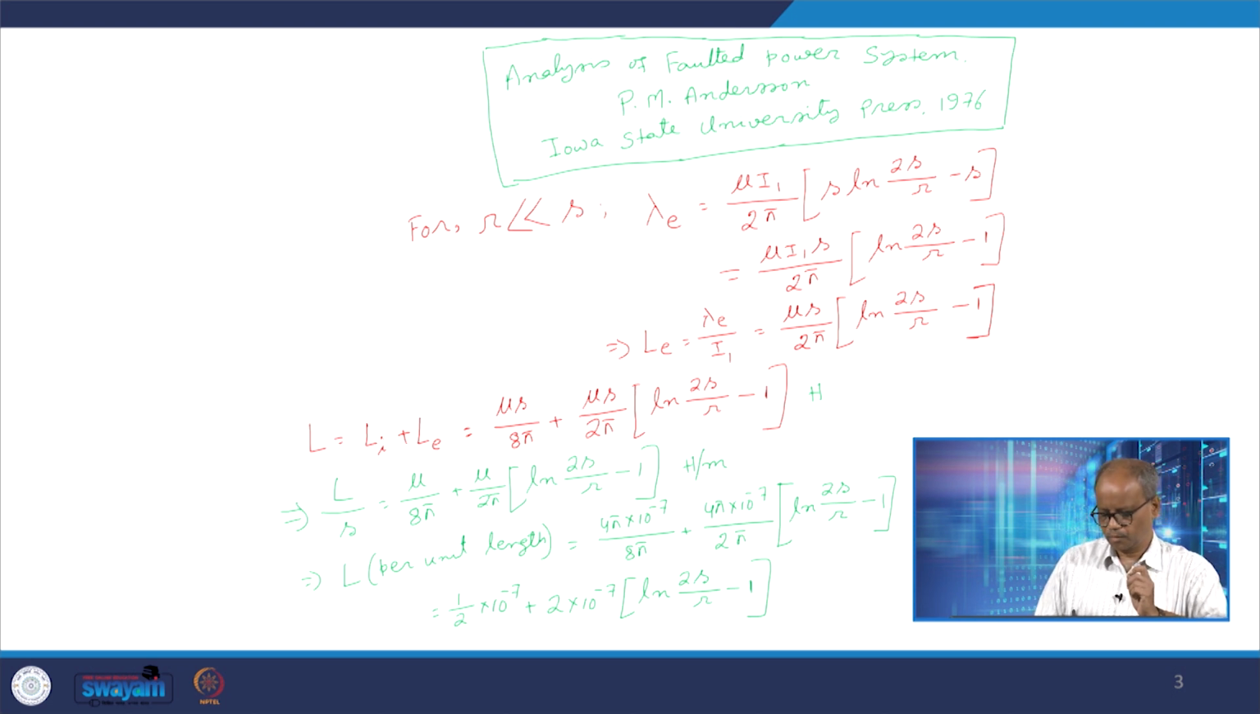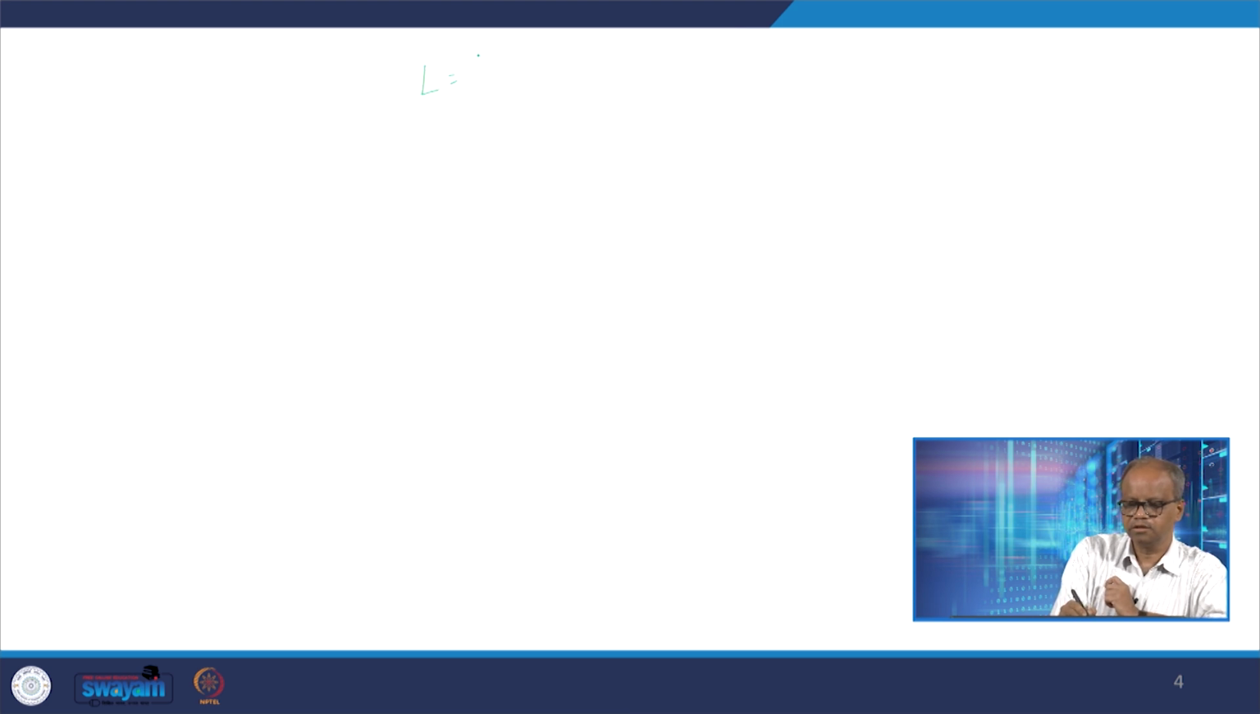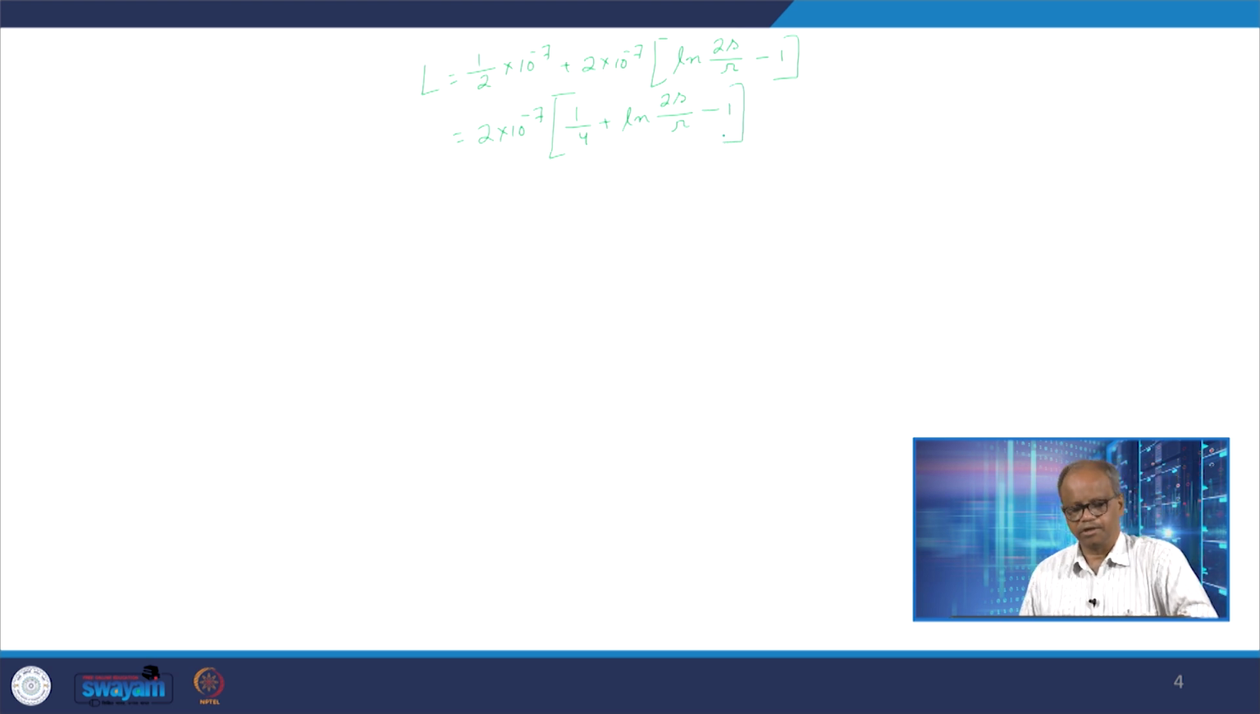So, then therefore, we get L is equal to, as we just now saw, half into 10 to the power minus 7 plus 2 into 10 to the power minus 7 log 2s minus r minus 1. Now, if I take 2 into 10 to the power minus 7 common, I get 1 by 4 plus log twice s by r minus 1. That is what I get.